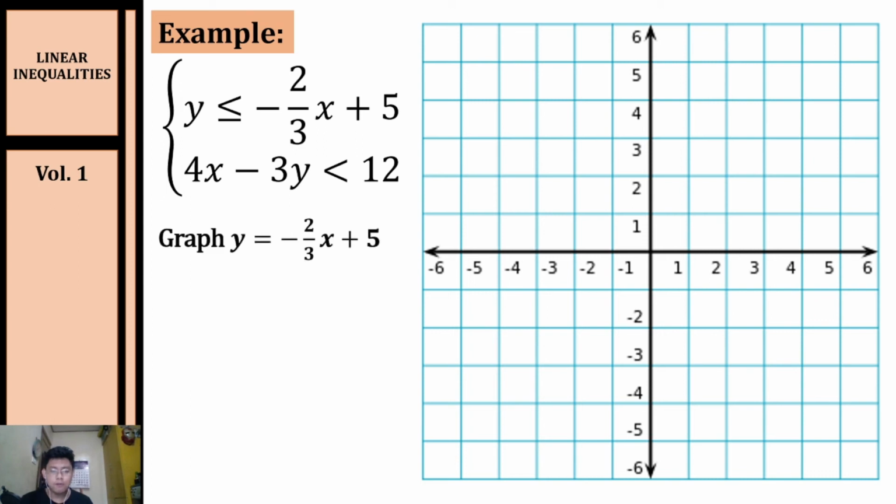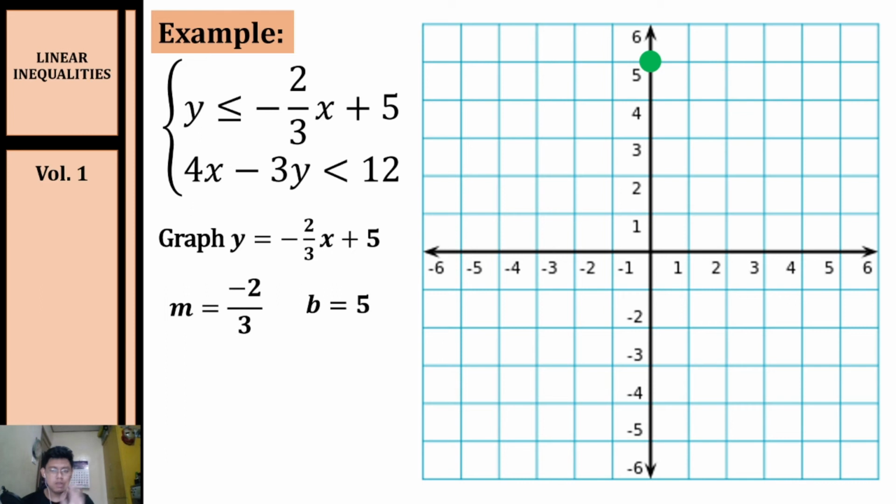So let's graph y is equal to negative 2/3 x plus 5. Take note, we will just change the inequality symbol to an equal symbol. Since our equation is written in slope-intercept form, let's use the slope-intercept method in graphing our linear equation. We get our slope, which is negative 2/3, and our y-intercept, which is equal to 5. It is located at (0, 5).